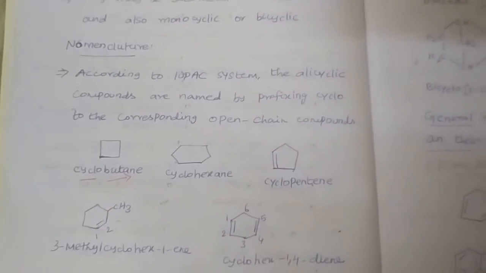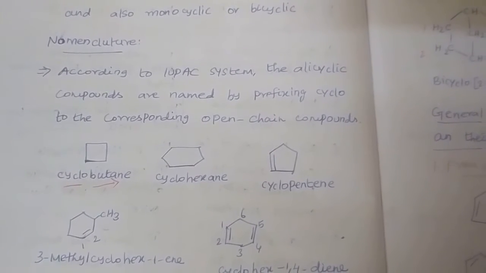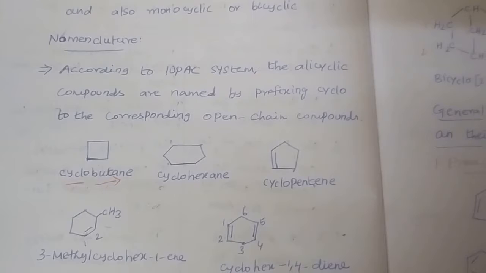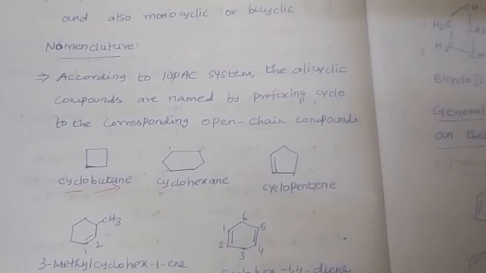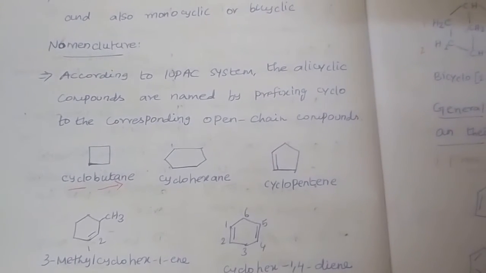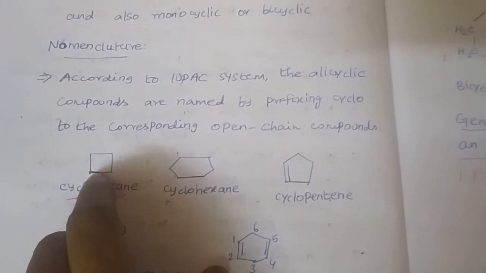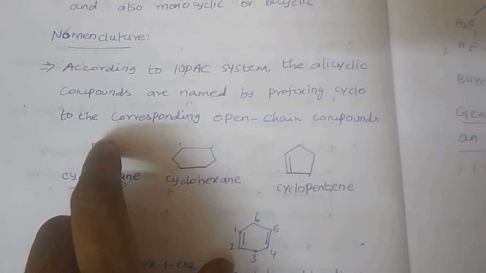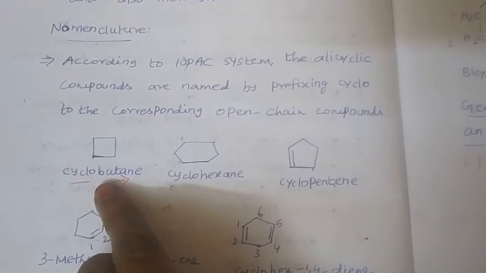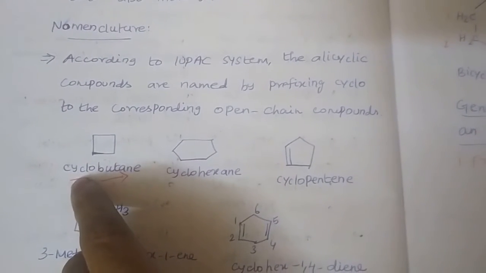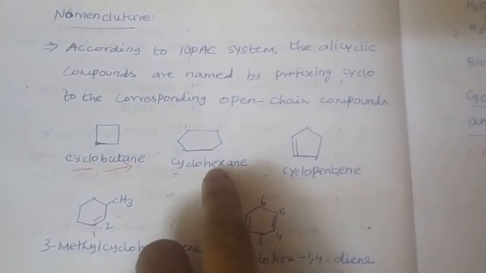So next, nomenclature. According to the IUPAC system, it is named by adding cyclo as the prefix to the parent hydrocarbon, that is, by prefixing cyclo to the corresponding open chain compound. So this is a 4-member ring. Suppose it is open, it is equal to 4 carbon atoms. So 4 carbon atoms means it is butane. So you add cyclo in the prefix, so it is cyclobutane. Like that, this is a 6-member ring, so it is cyclohexane.